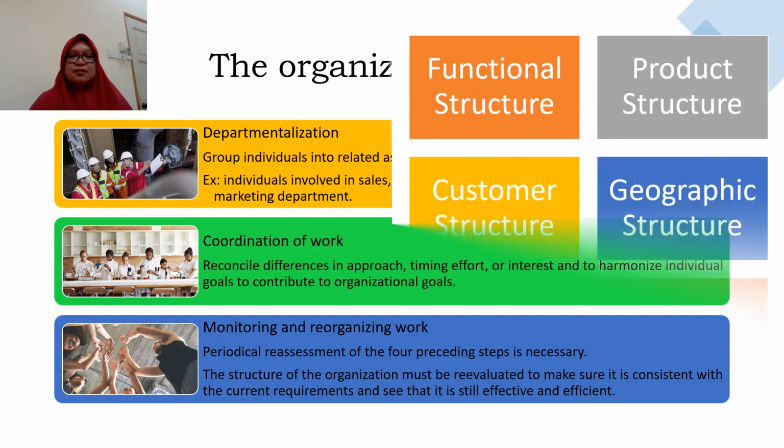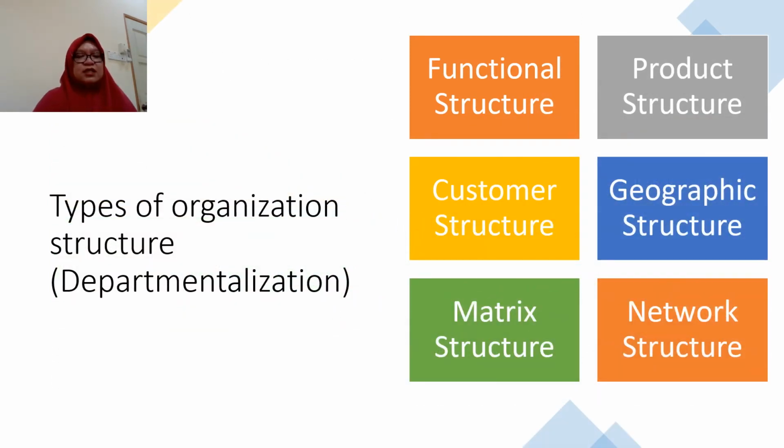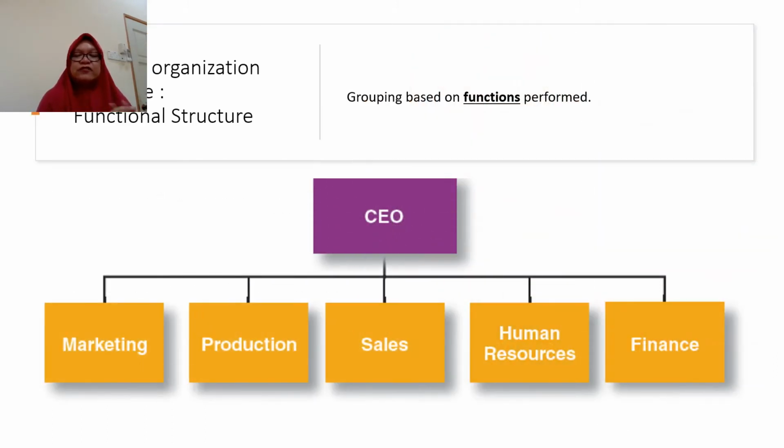So next, types of organization structure or departmentalization. In the third step just now, they mentioned that we have to make departmentalization for the employees that we've grouped. There are types of departmentalization or organization structure: functional structure, product structure, customer structure, geographic structure, matrix structure, and network structure. From these, the organization can choose any structure that they like to make departments for their organization.